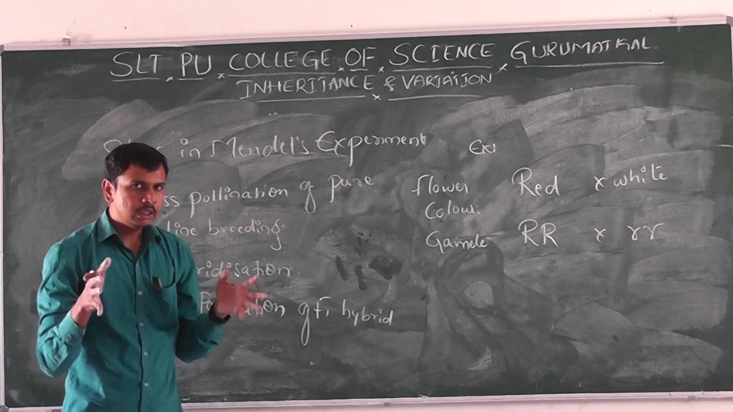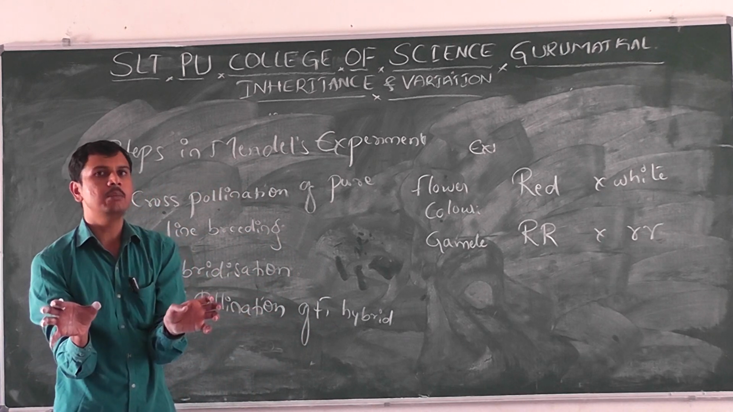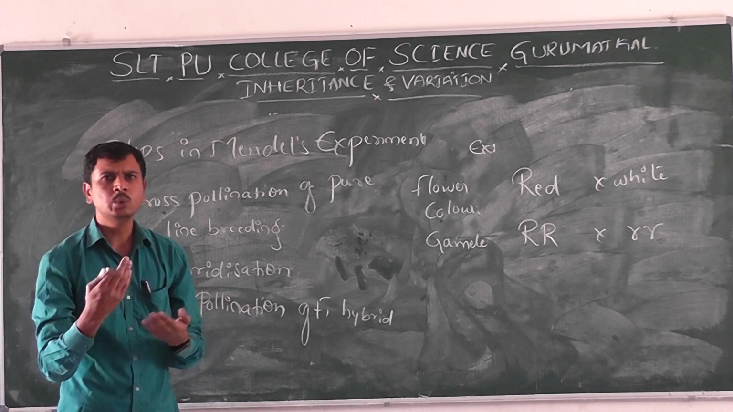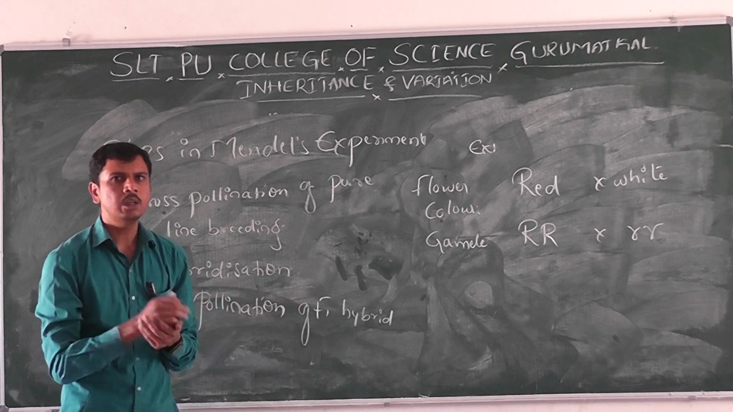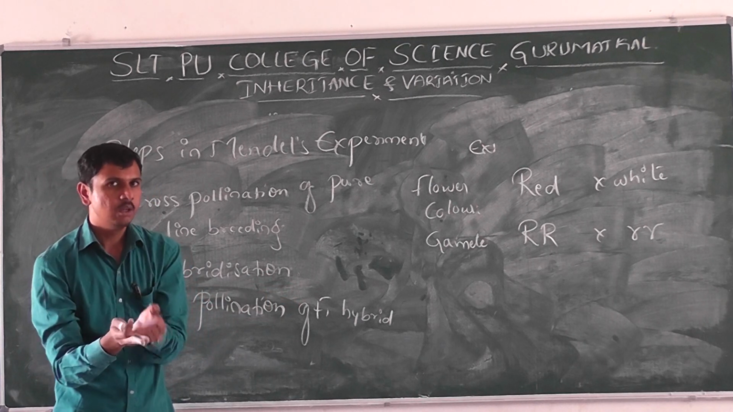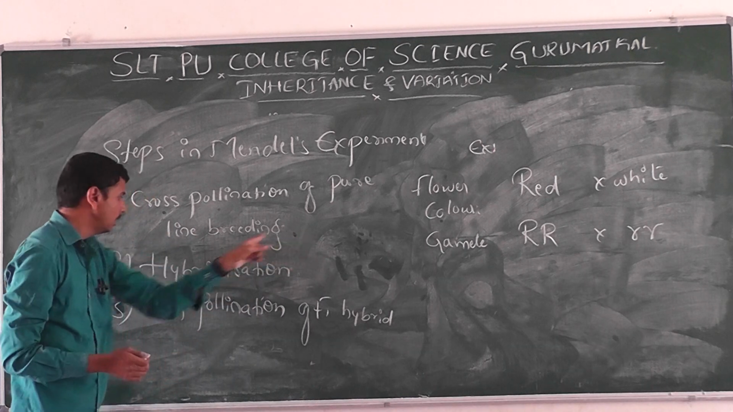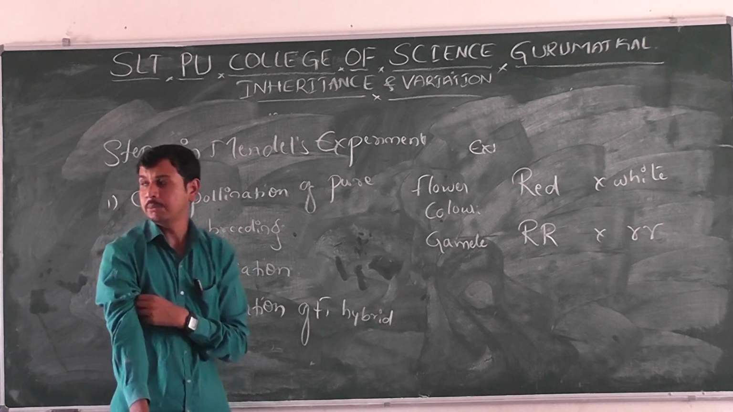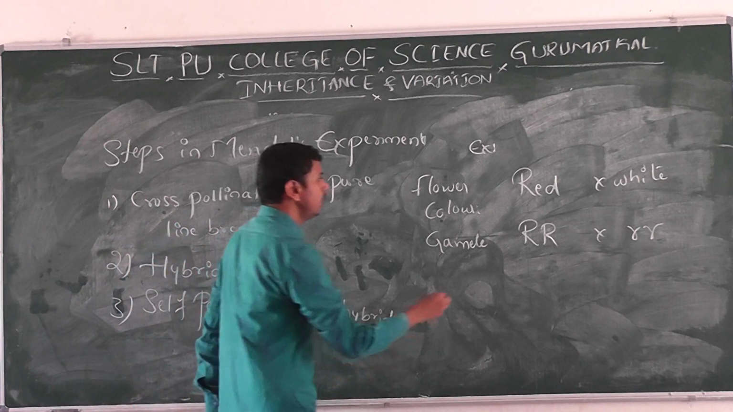Okay, so he has taken those two pure line breeders and he allowed them for the cross-pollination. By the human involvement only, they will undergo the cross-pollination. So this is the first condition. In the second condition, what will happen? The hybridization.